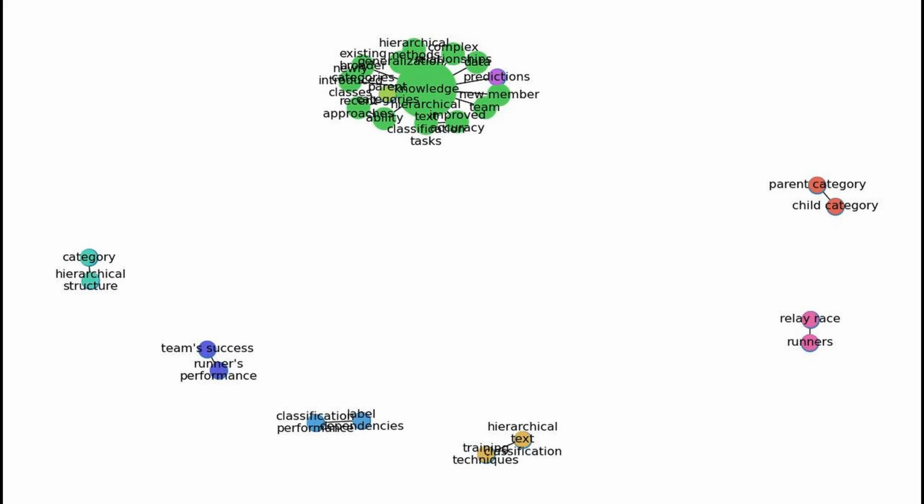This is similar to how runners might work together in a relay, where each runner's performance can boost the overall team's success. By understanding how labels are related, like parent and child categories, these methods can improve classification performance, especially in situations where many labels are similar or related.